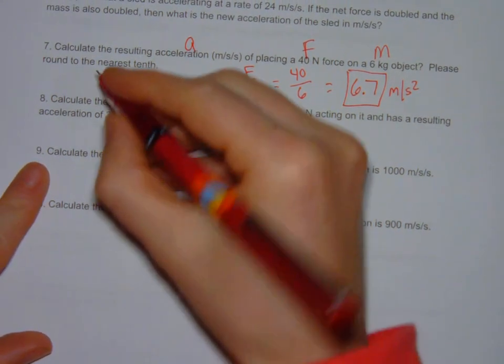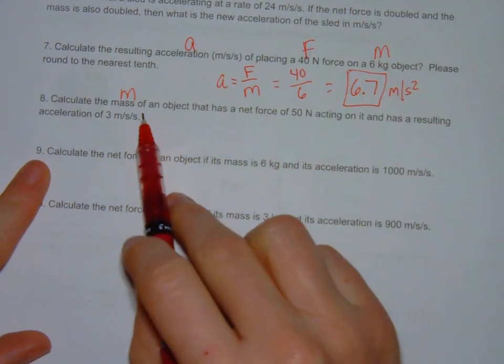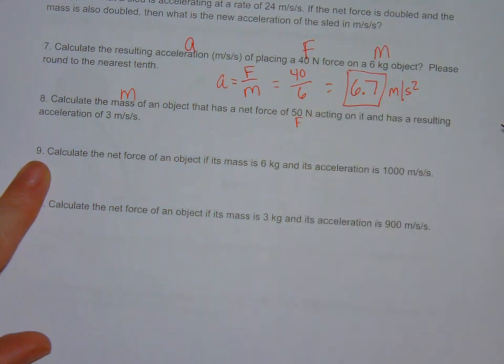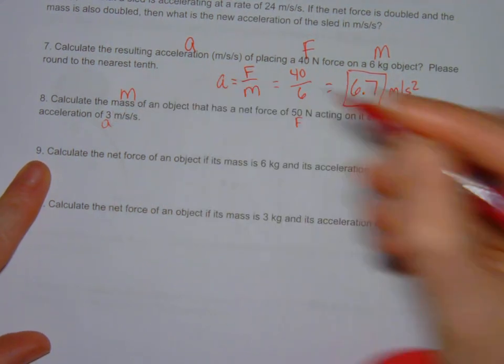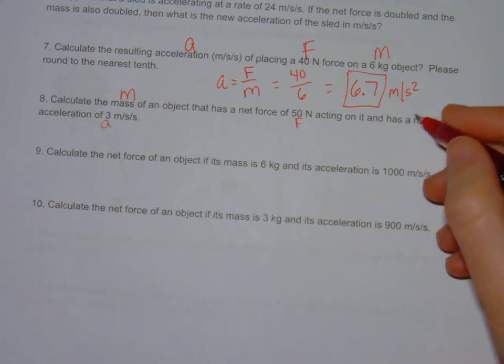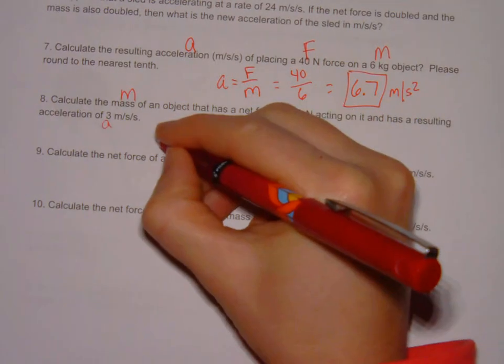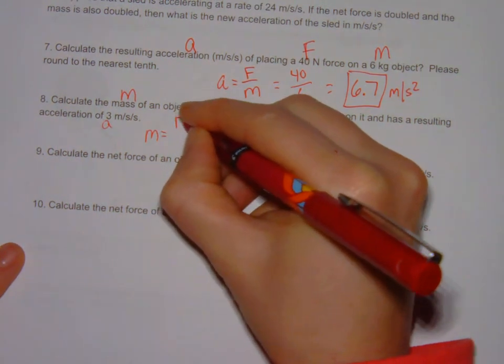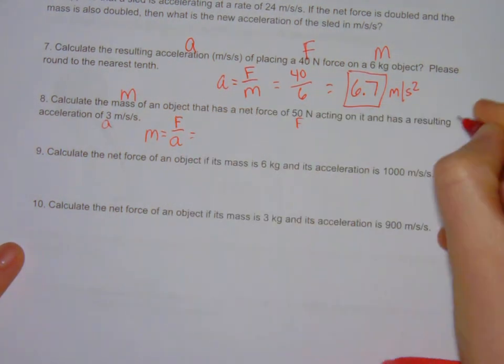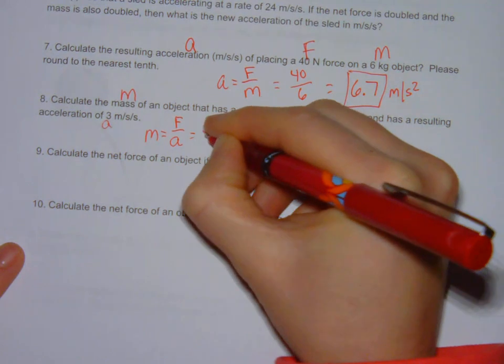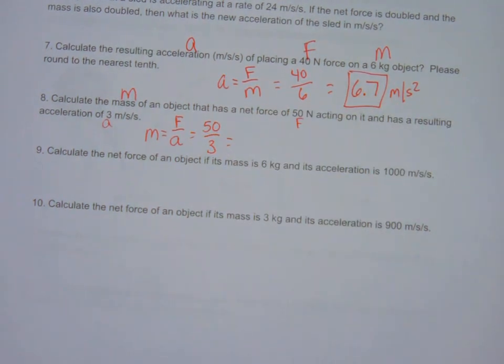Number 8 says calculate the mass of an object. So we're looking for m. We have a force of 50 newtons. We have an acceleration of 3. So this time we go to our formula sheet. Mass equals force divided by acceleration. So it's going to be 50 divided by 3. So again, give you a second to type that in.